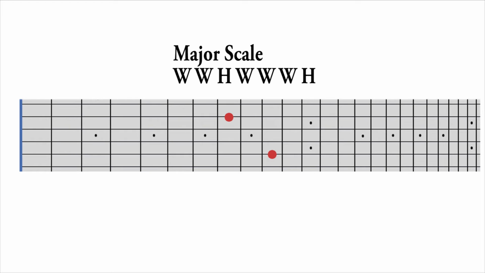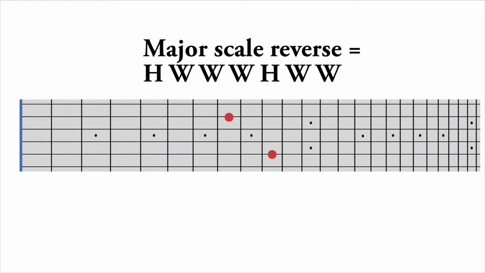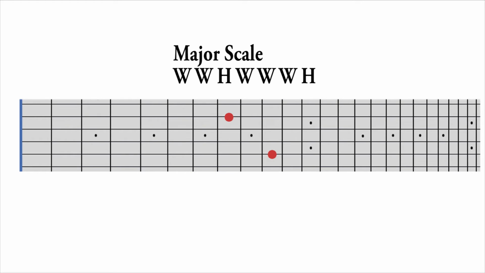And remember, just use the major scale formula of whole, whole, half, whole, whole, whole, half. And then when you need to go in reverse, you just do the reverse of that. Half, whole, whole, whole, half, whole, whole. And I'll show you the shape, and I'll let you fill it in. Take about a minute, and then I'll display the answer.